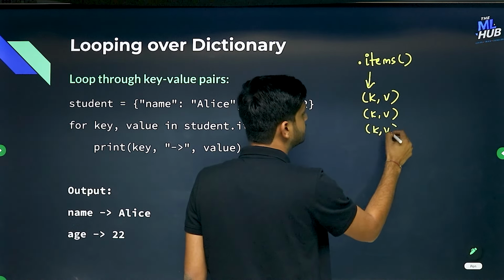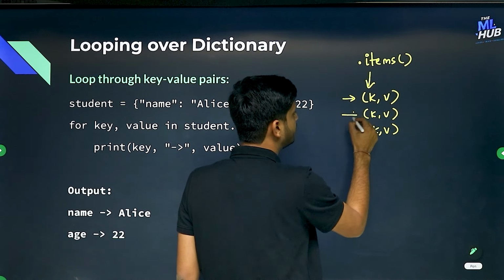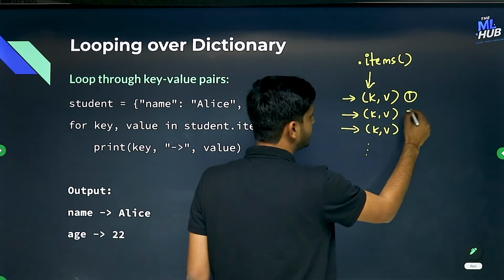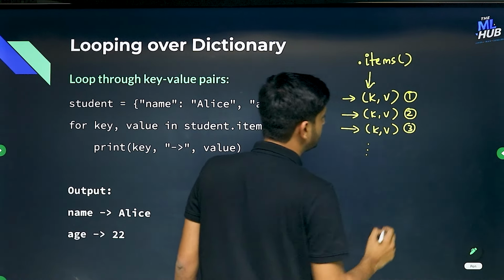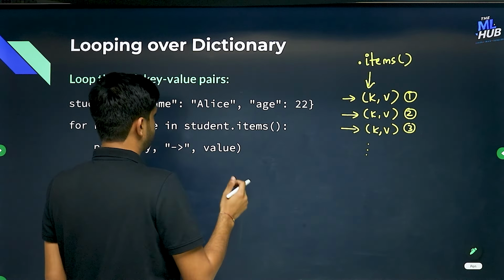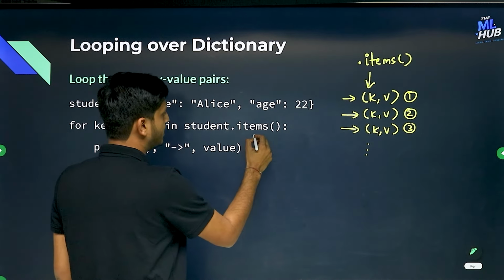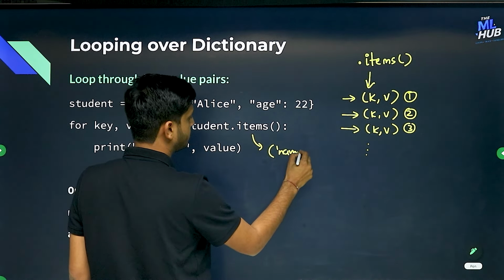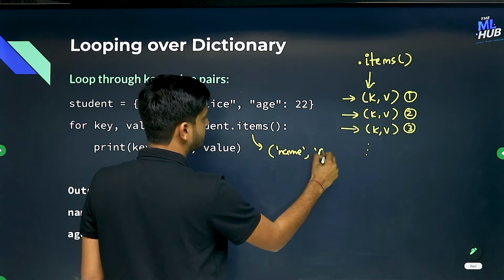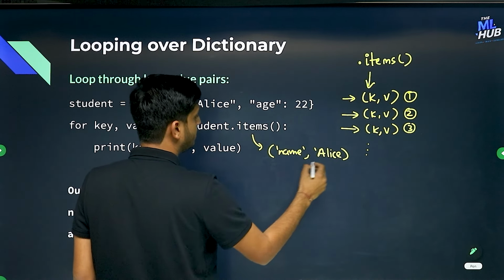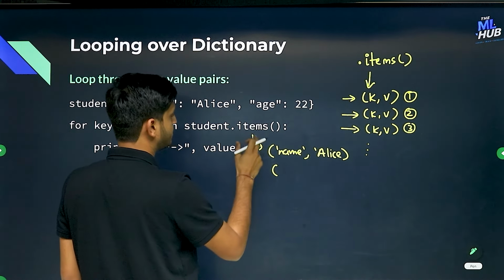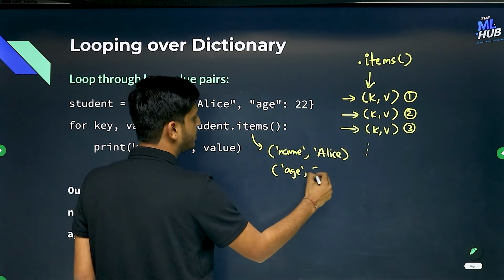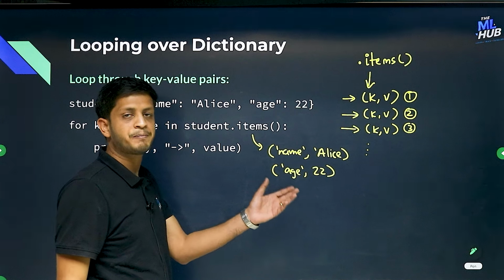So it will return tuples. In the iterable, the first element will be a tuple, second will also be a tuple, then the third tuple and so on. So this is the first key value pair, second key value pair, third key value pair and so on. So student.items is an iterable that will give you key value pair as tuple. So firstly it will give you the string name and the string Alice, the key value pair as a tuple. Then the second element this iterable will take is a tuple containing the first element as age and second element as 22.